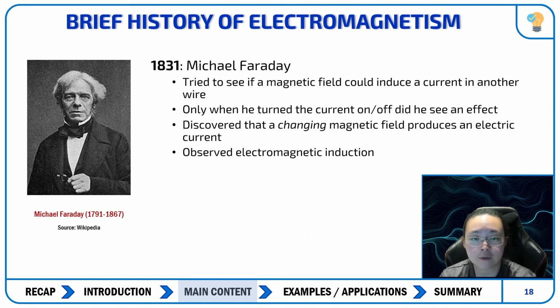Michael Faraday is another key player. In 1831, he tried to see if a magnetic field could induce a current in another wire. He verified that only when you turn the current on and off was there an effect. So he discovered that a changing magnetic field produces an electric current. And so Michael Faraday would be the person who observed electromagnetic induction.